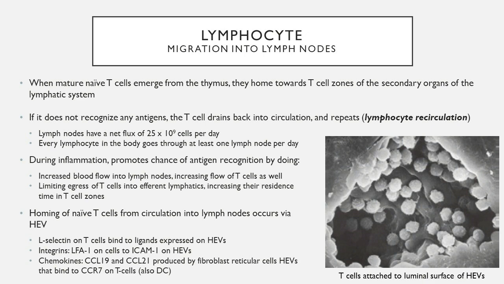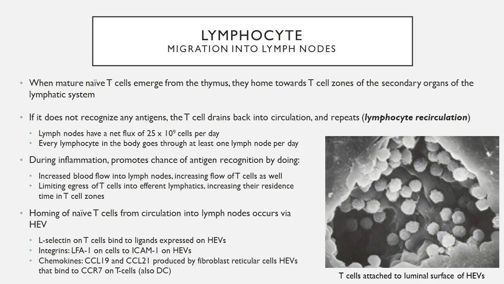And the chemokines that help produce this and help promote this are CCL19 and CCL21, those are the two ligands. Again, think of that L for ligand, produced by the fibroblast reticular cells and HEVs that bind to CCR7 on T cells. Now, CCR7 is a chemokine receptor that's going to come up a lot. So I definitely want you to commit that to memory, along with its respective ligands.